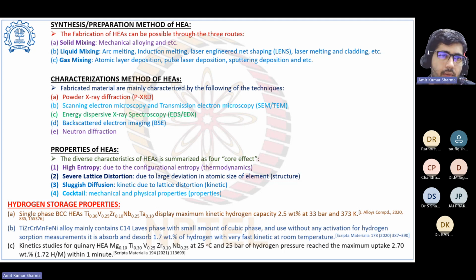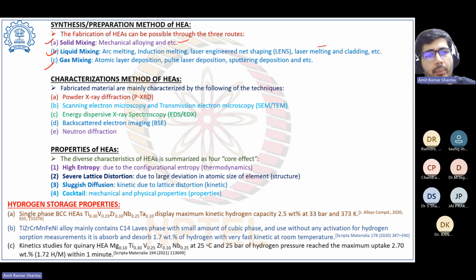So first, what are the methods for preparation of HEAs? The fabrication of HEAs can be done through 3 routes: solid mixing, liquid mixing, and gas mixing. Solid mixing covers mechanical alloying. Liquid mixing covers arc melting, induction melting, laser engineered net shaping, melting, and cladding. Gas mixing covers atomic layer deposition, pulse layer deposition, sputtering deposition, etc.